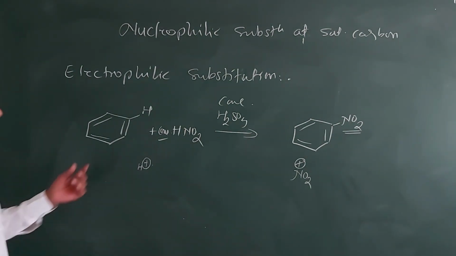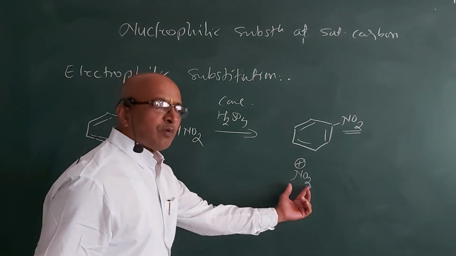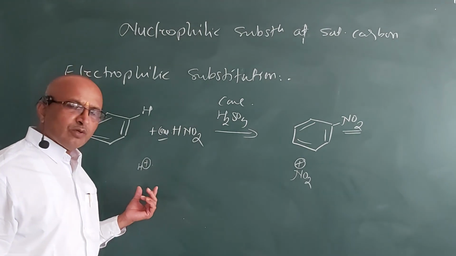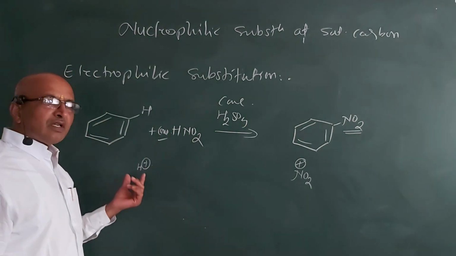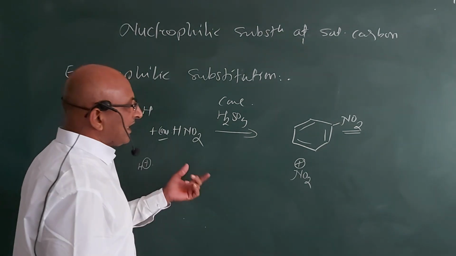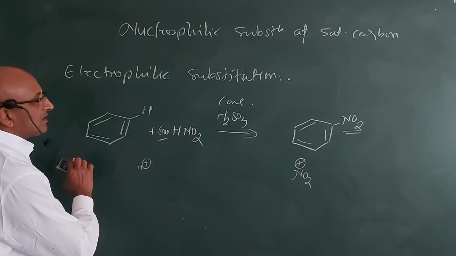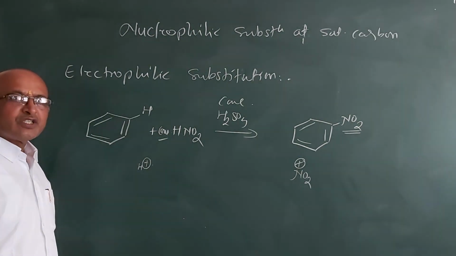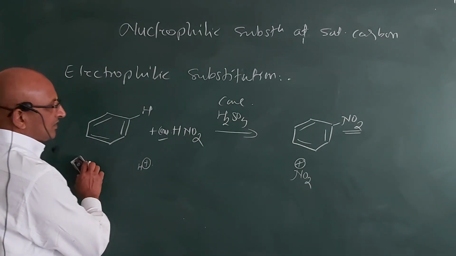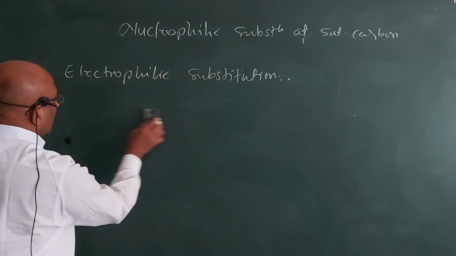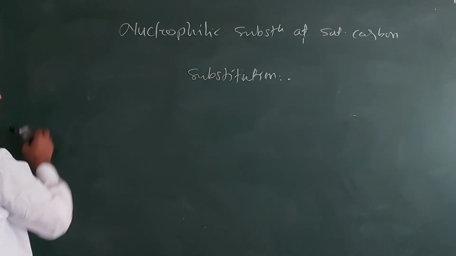Here the nitronium ion is a positively charged species, and the H plus ion is also a positively charged species, but the weaker electrophile is replaced by a stronger electrophile in any reaction. This replacement or displacement is called a substitution reaction, and the type of substitution here is the electrophilic substitution reaction.